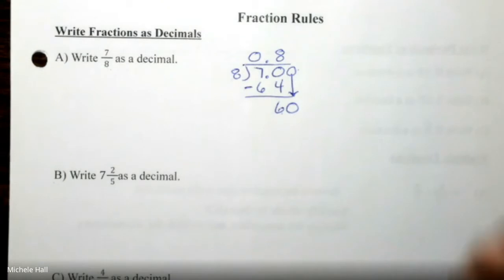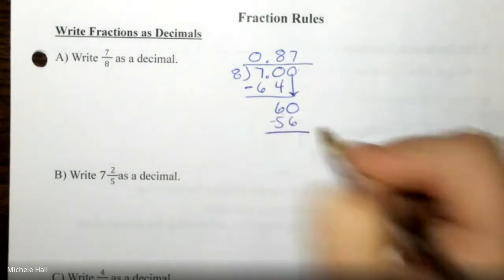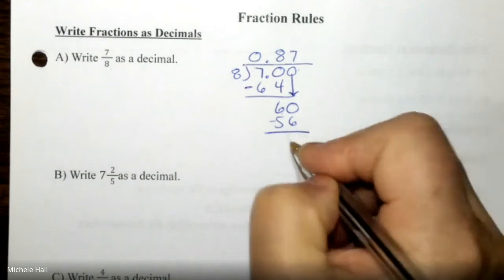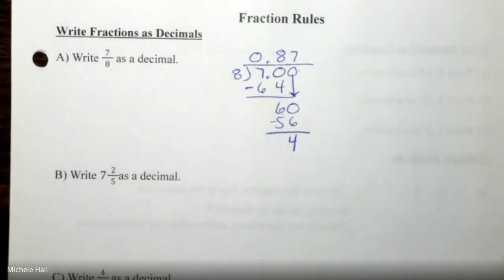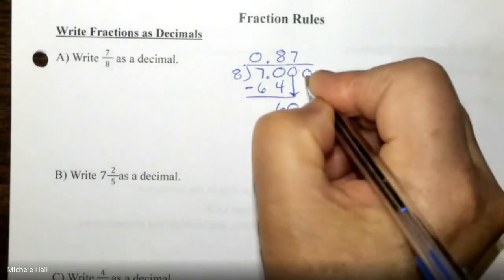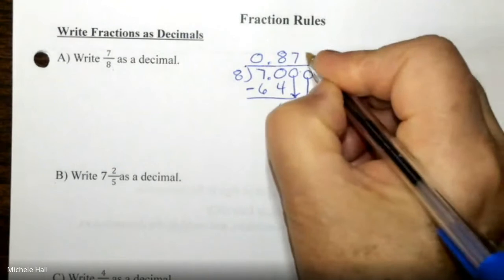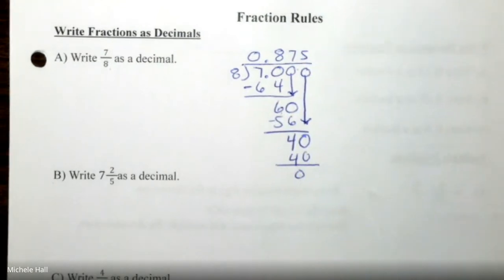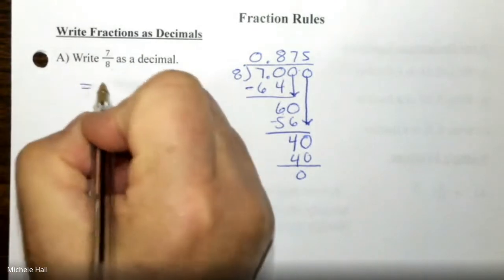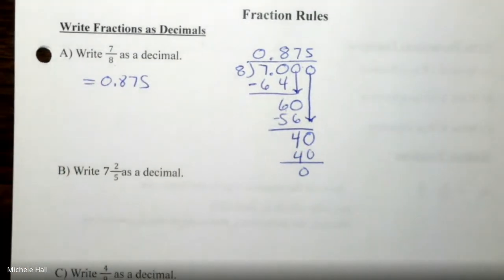8 into 60, 7 times 8 is 56. 60 minus 56 is 4, and I check. Yep, 4 is smaller than the divisor, so I'm good. Another 0. Exactly. 8 into 40 is 5, and it works out evenly. So my answer then is 0.875.